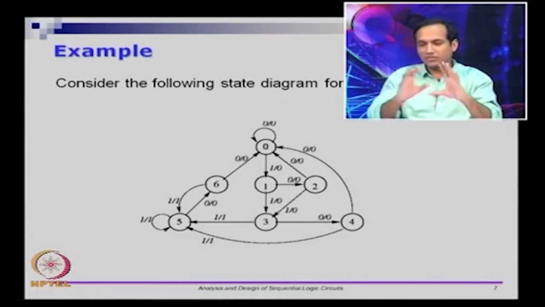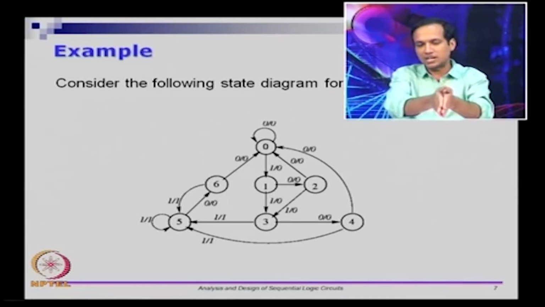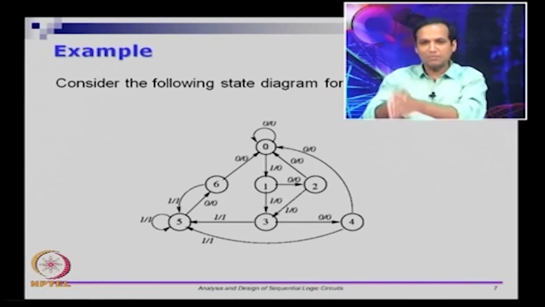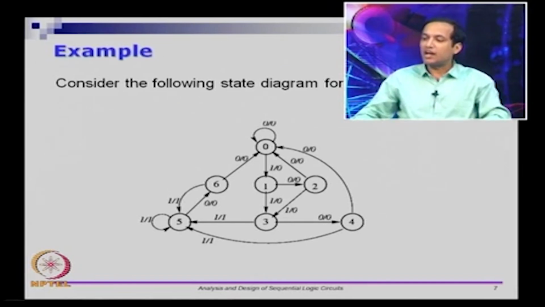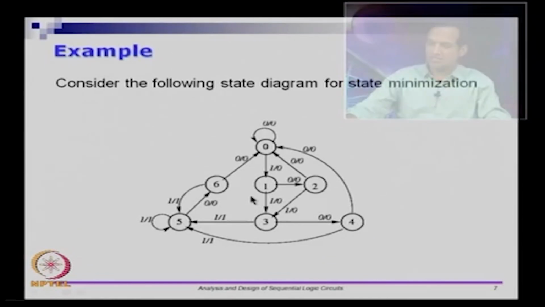The correctness of the state machine, whatever state machine you gave, I want to do the same set of actions, except that I want to see if I can cut down the number of states. If I cut down the number of states, the number of flip flops will reduce and the complexity of the circuit will also reduce. I want to see if I can do that. So let us see how to do this.